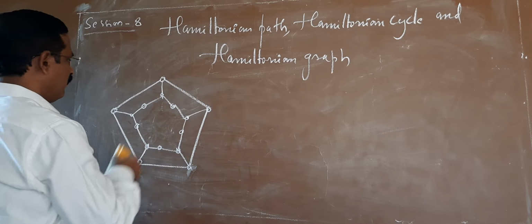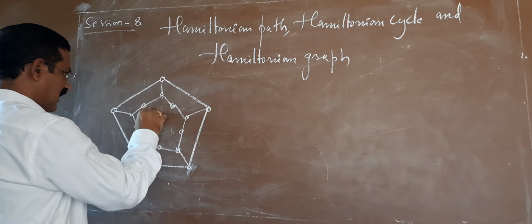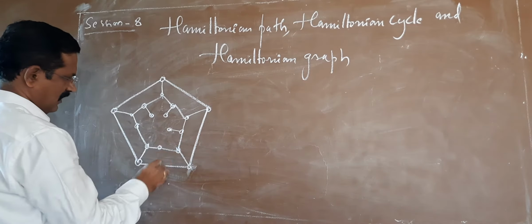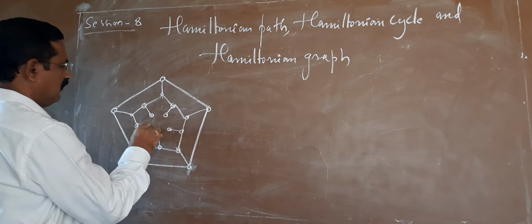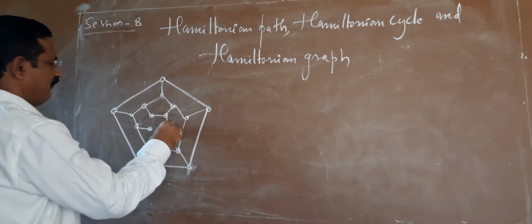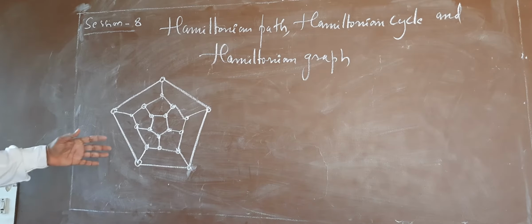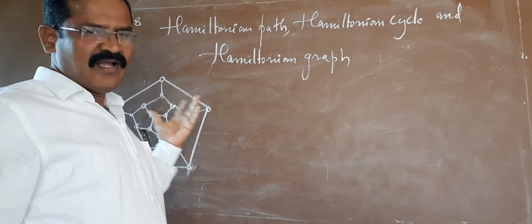Instead of taking here, I shall take here. This would be better. Now I join. Yes. Now this is the graph of the dodecahedron.